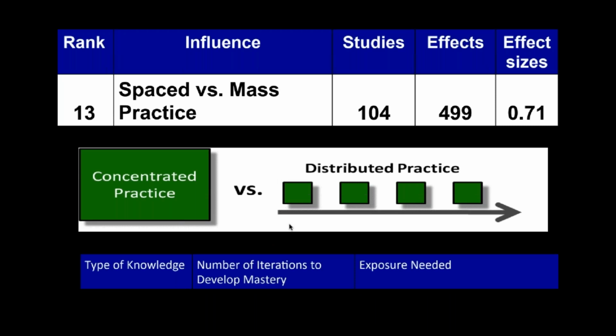Another one I like to include, because this is one as a teacher we might be able to take back and apply right away: space versus mass practice. What we're saying here is that we need around the same number of practices to develop mastery, about 12 to 24. But the type of knowledge and the number of iterations is different. Procedural learning takes mass practice up front, and then spaced out over time.